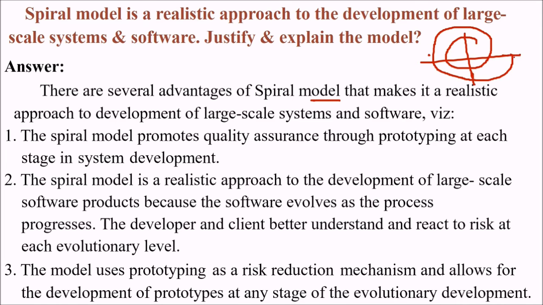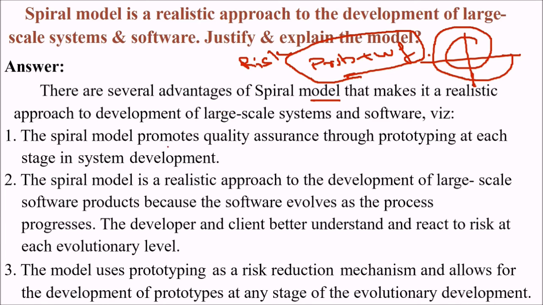You can assume it to be prototype plus waterfall. This is a spiral model with an amalgamation or coverage of risk-based analysis. So the spiral model promotes quality assurance through prototyping at each stage in the system development. It is a realistic approach to the development of large-scale software products because the software evolves as the process progresses, because you make the prototypes.